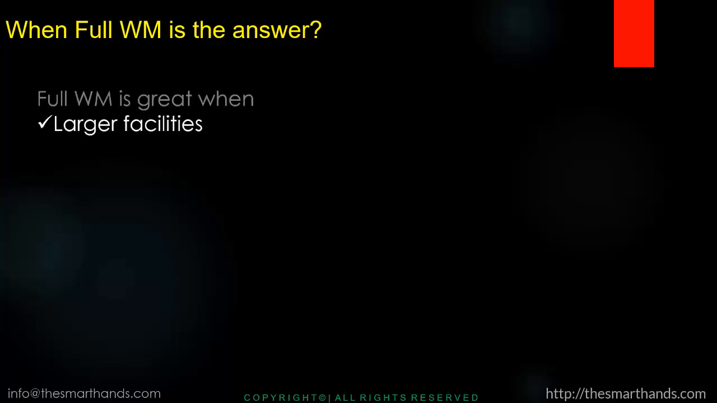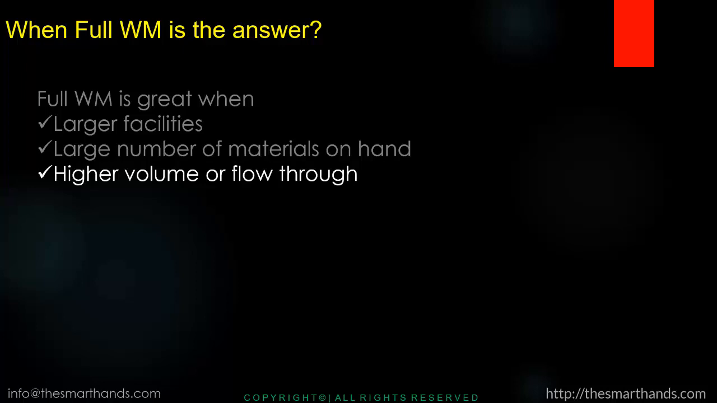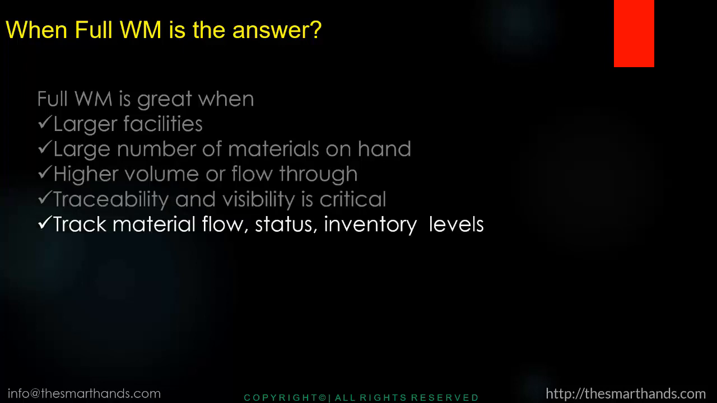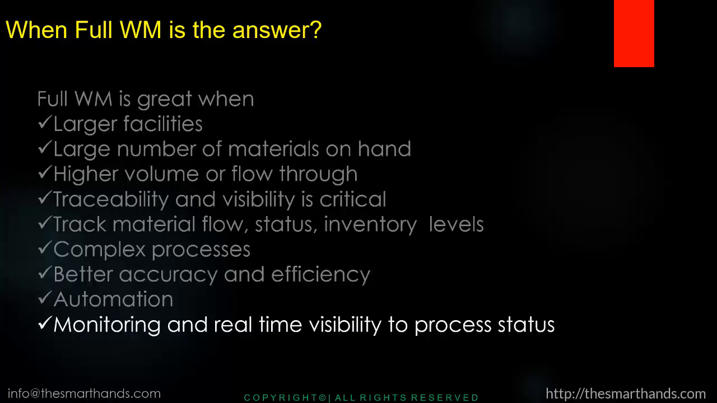So when is full WM the answer? Full WM is great for larger facilities, a large number of materials on hand, higher volume or flow through, where traceability and visibility are critical, tracking material flow, status, inventory levels, complex processes, better accuracy and efficiency, automation, and also monitoring and real-time visibility of process status.